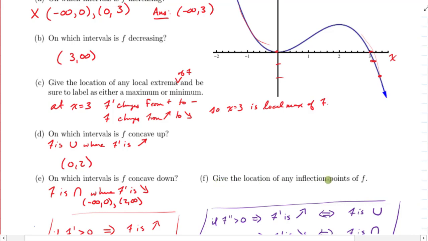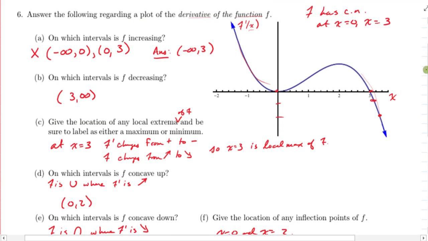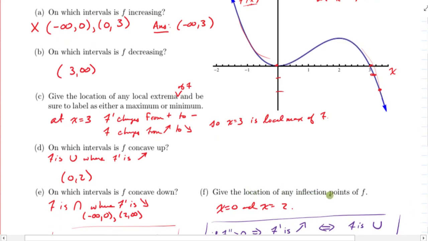Okay, finally folks, let's give the location of any inflection points. Well, notice that at x equals 0 and at x equals 2, the graph changes concavity. So x equals 0 and x equals 2. Now careful folks, I'm not talking about inflection points of f prime, right? I'm looking at the graph of f prime. If I had asked you for an inflection point of f prime, the answer is maybe somewhere around here, maybe at 1 or something like that. I'm not exactly sure. But I'm not asking you where f prime has inflection points. I'm asking you where the original function has inflection points. The original function has inflection points where f prime changes from increasing to decreasing or from decreasing to increasing, i.e. at the local max and mins of f prime.